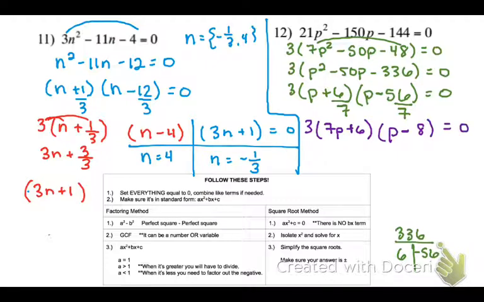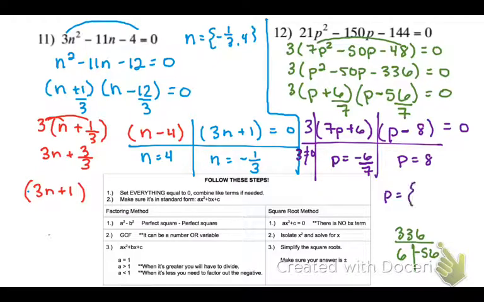Now that I've actually gotten rid of the 7 that I had originally multiplied in and I divided it out, now you can go ahead and solve for these. Remember, 3 cannot equal 0. For this one, you're going to be left with p is equal to negative 6 over 7, because you subtract 6 from both sides and divide by 7. And then p is equal to a positive 8. So your two answers are negative, that's ugly again, negative 6 over 7 and positive 8.